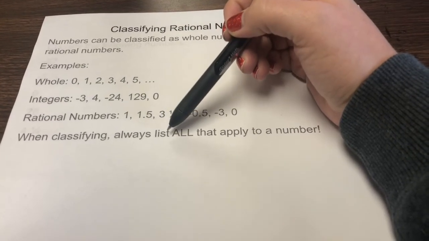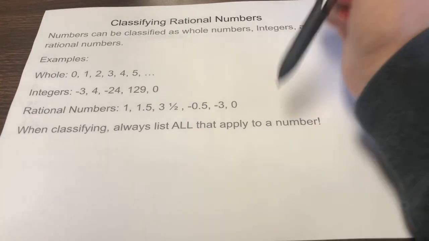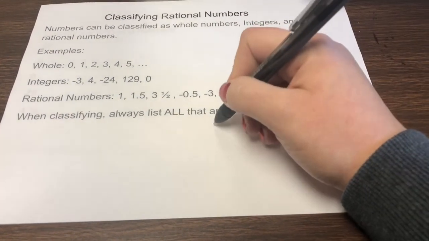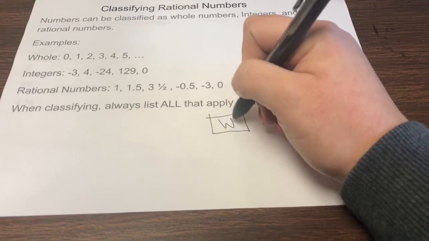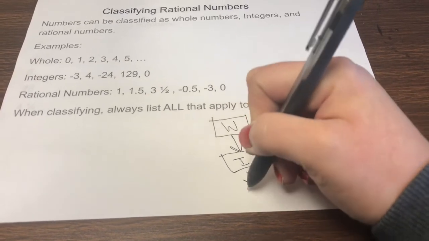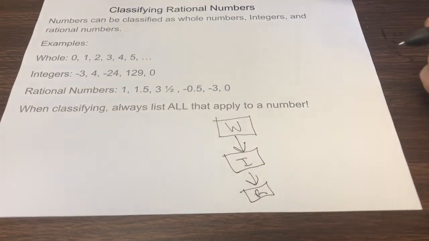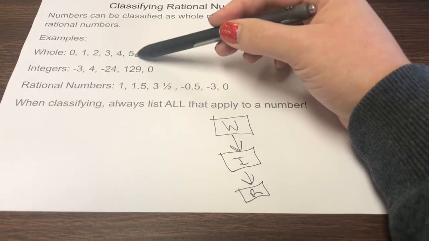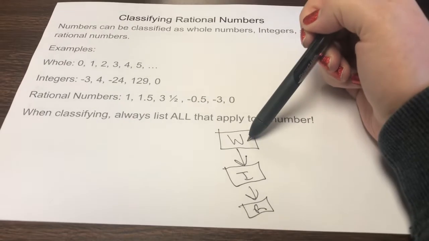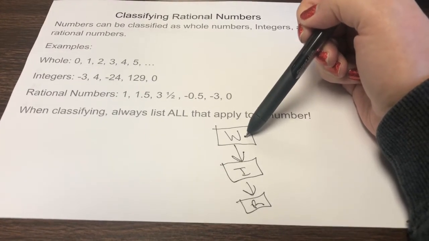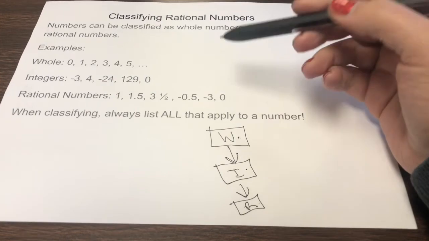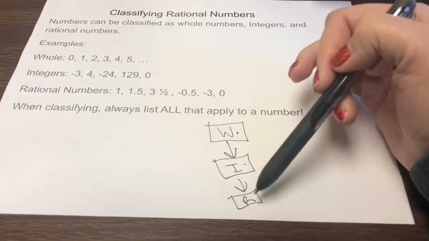When classifying, always list all that apply to a number. A little strategy that a teacher once showed me, and I love it, my students love it. Think about these as baskets. So we have whole number, we have integer, and we have rational numbers. If I picked a number like 5, and it was a ball, and these are baskets, I would put that 5 in the whole number basket. Well, since it's at the top of our list, that 5 can fall into the integers basket and the rational numbers basket. So that means that 5 is a whole number, integer, and rational number.